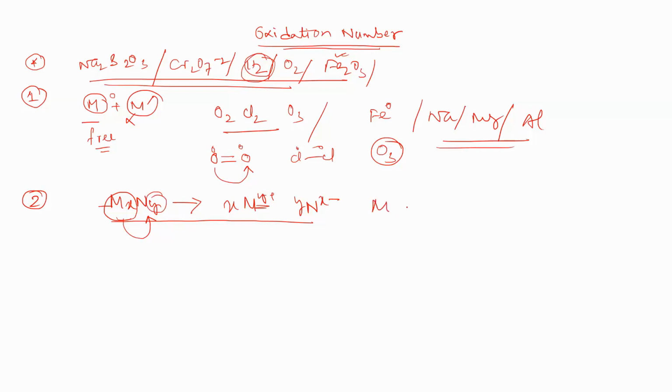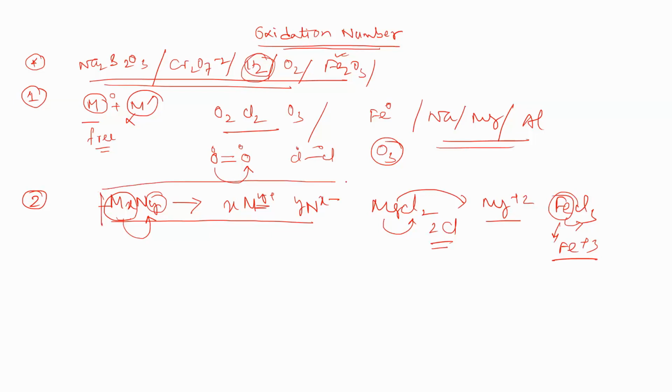Like MgCl2. Here magnesium is attached to chlorine. So what will be the oxidation state of the magnesium? Magnesium plus 2. Like FeCl3. This iron is connected to 3 chlorines, so the oxidation state of the iron will be plus 3. So this is the basic rule to know the oxidation state of cations and anions in a metal salt.